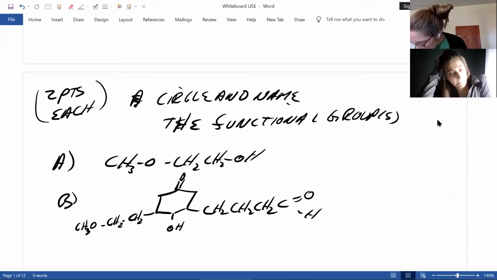Hope you're all having fun playing that fun game. Circle and name the functional group or groups, 2 points each.